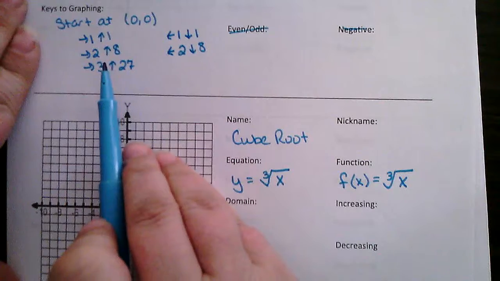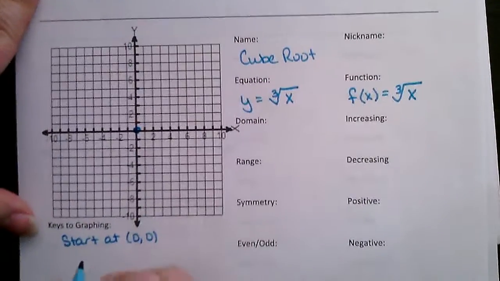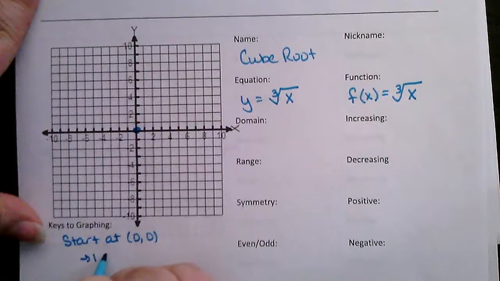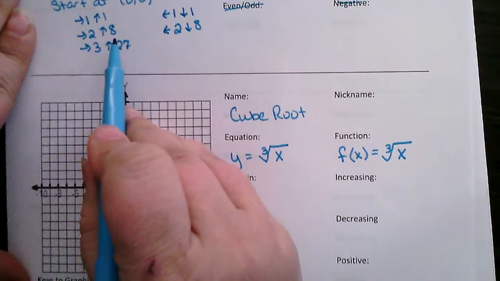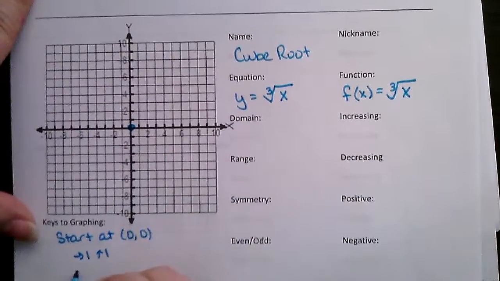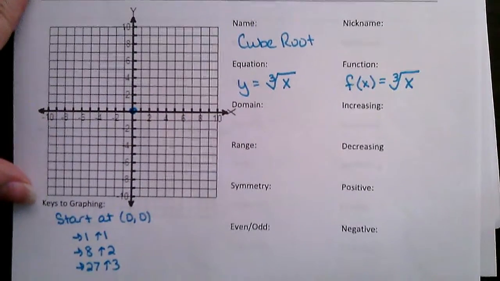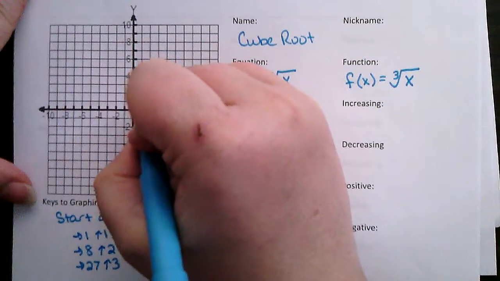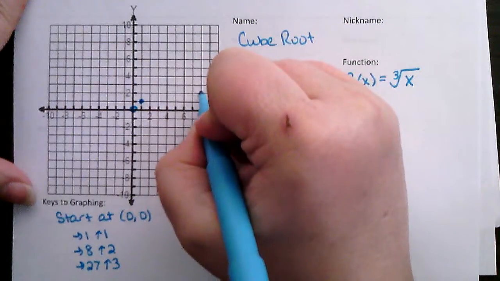But then we're going to take these points and reverse them. So 1, 1 isn't really going to change anything. Over 1, up 1. But then the next one, instead of being 2, 8, we're going to reverse it. So it's over 8, up 2. And we're going to put the 27 and 3 on there just to show you what it would be, even though that's not going to be graphed. So over 1, up 1, over 8, up 2.